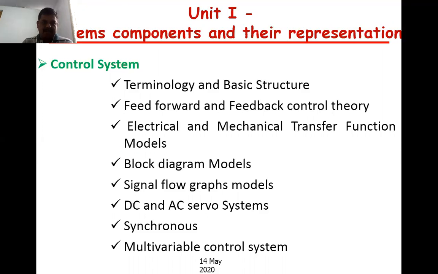It is the model-based approach. You will find the transfer function of the system using block diagram reduction, and then using the signal flow graph. Also, you will measure the transfer function of the model. The synchronous as well as the AC and DC servo systems are also studied in the first unit.